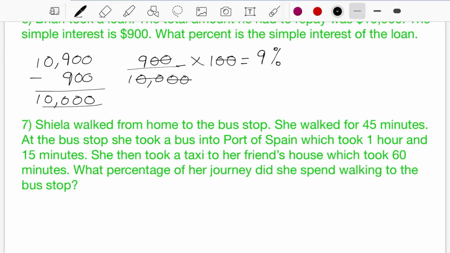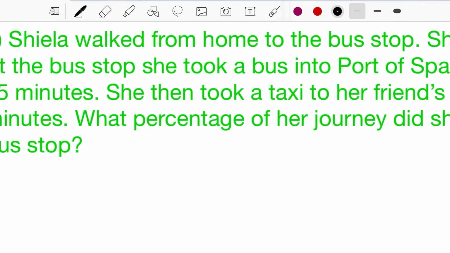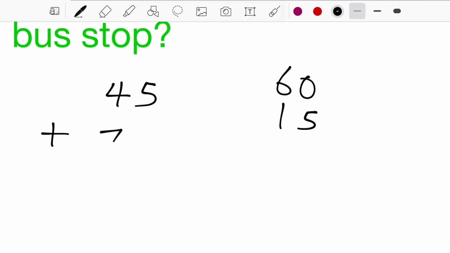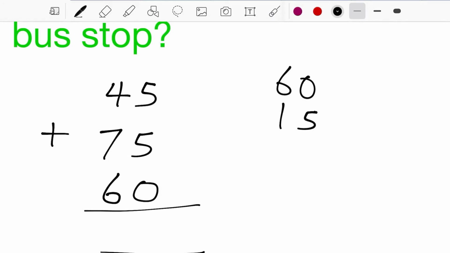So let us add the time together to find the total time. 45 plus 1 hour 15 plus 60. So that's 45 minutes plus 1 hour 15 minutes, that will be 75 minutes. And lastly, 60 minutes. So let's add this together. 5 plus 5 is 10. 4 plus 7 is 11. 11 plus 6 is 17. Plus 1 is 18. So that's 180 minutes.